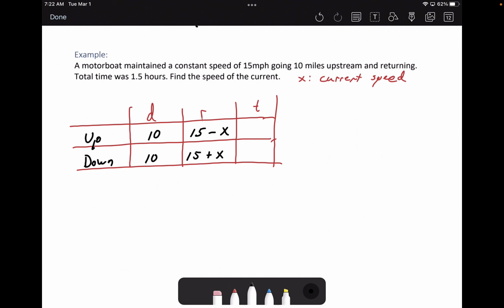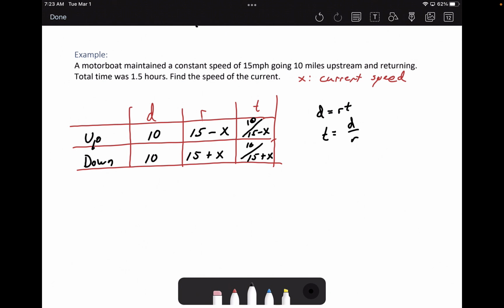The last two boxes will always come from the equation, d equals RT. But in this case, we're trying to find time. So let's just solve that equation for time. T is equal to d over r. So let's take our two pieces of information here and plug it into this equation. Time is d over r. So we have 10 over 15 minus x and 10 over 15 plus x.